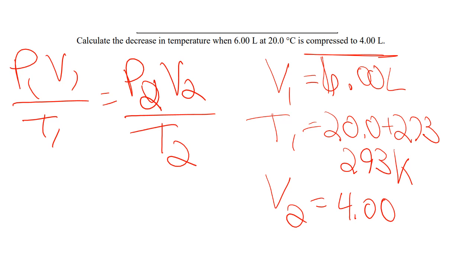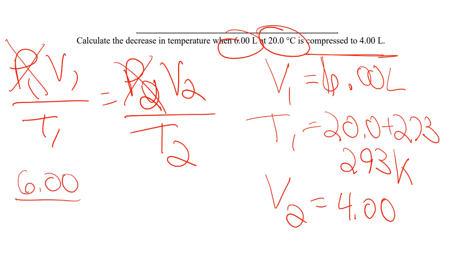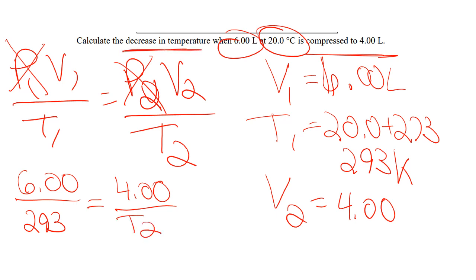So something here is not being used. It's not going to be true all the time; you're going to see in the next one. But what we got is volume and temperature. So pressure is not mentioned anywhere. And now we can just do V1, 6.00 over T1, 293 equals V2, which is 4, and we want to know the decrease in temperature, T2.